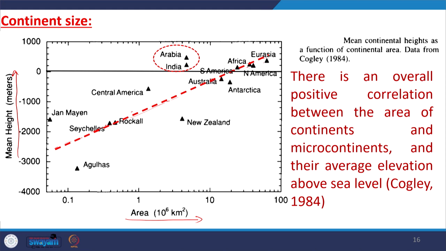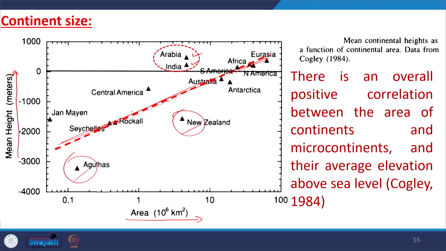That means there is a positive correlation between the mean height as well as the area. And there are certain exceptions, like Arabia and India. They are exceptionally higher than the other continents compared. Similarly, Agulhas and New Zealand are showing exceptionally low height compared to the normal. What does this graph say? So why are these exceptions there?